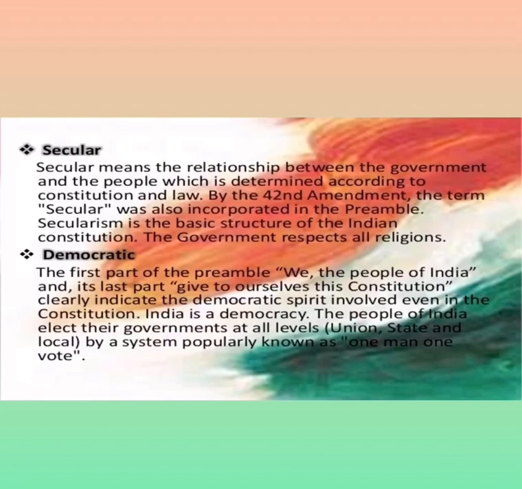India is a democracy. The people of India elect their government at all levels, that is union, state and local, by a system popularly known as one man, one vote. It means a form of government where people enjoy equal political rights, elect their rulers and hold them accountable. The government is run according to some basic rules.